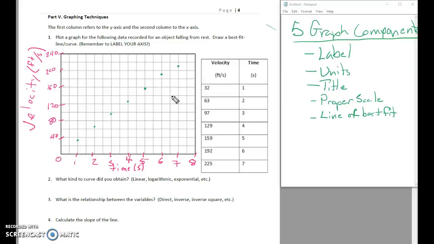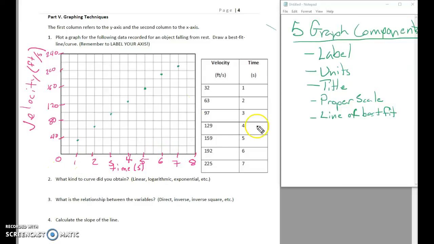Proper scale. In order for a graph to be true and actually show the relationship between the variables, you have to be consistent with your scale. For example, down here, every box is half a second. Now, if you had every box as 1 second, that's totally fine too, right? You'd probably have a lot of extra white space, but that's okay, as long as you're consistent.